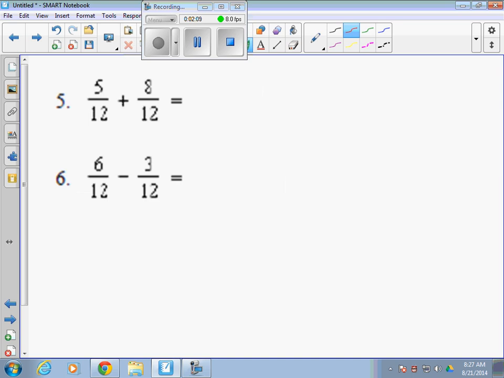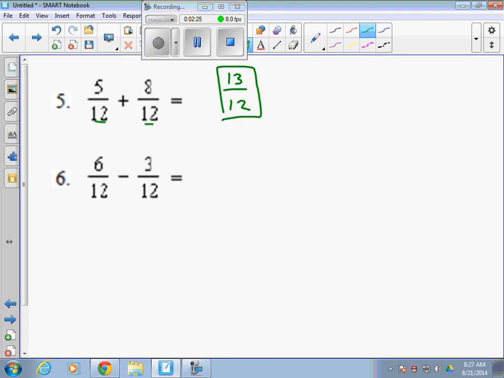Number 5 and 6 are really simple. Addition and subtraction. They're simple because they have the same denominators, 12 and 12. 5 plus 8 is 13. You keep that common denominator 12. Make sure there's no number that goes into both 13 and 12. And even though this is improper, it is considered simplified.